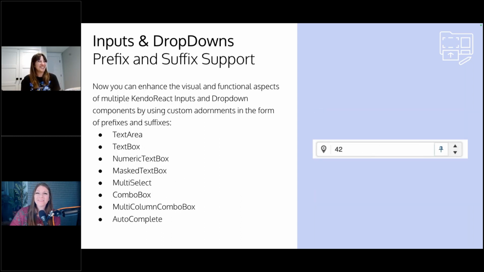Our inputs and dropdowns now have prefix and suffix support. So if you're not familiar, when we talk about prefixes and suffixes within our components, we're talking about pieces of the UI that come kind of before and after. So in this case, you can see that location marker and the pin icon, right? Those are prefixing and suffixing custom adornments that you can add now. And that applies to all of our input and drop-down components. So text area, text box, numeric text box, mask text box, multi-select, combo box, multi-column combo box, and autocomplete.